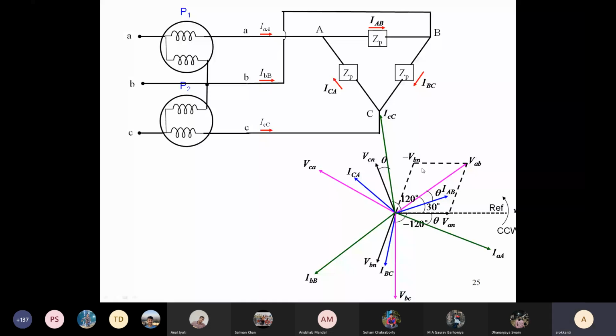Now we are interested in finding the power, say P1. P1 is equal to IA VAB cos of the angle. The phase difference between IAB and VAB is theta, and also between VAN and IA.